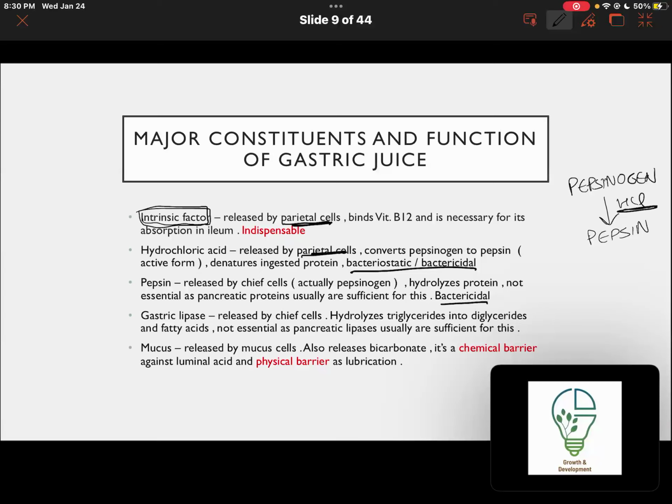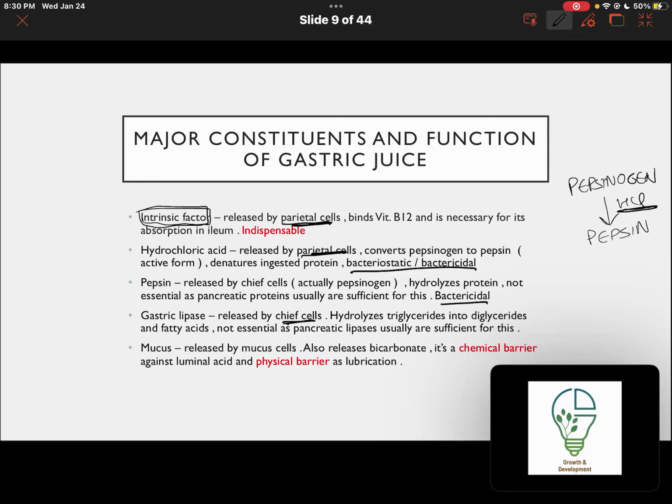Gastric lipase is released by chief cells, and it hydrolyzes triglycerides into diglycerides and fatty acids. So it basically breaks down fats. It's also not essential because we have something called pancreatic lipases, and they can break down the fats just as well as gastric lipase, if not better. So we don't really need gastric lipase.